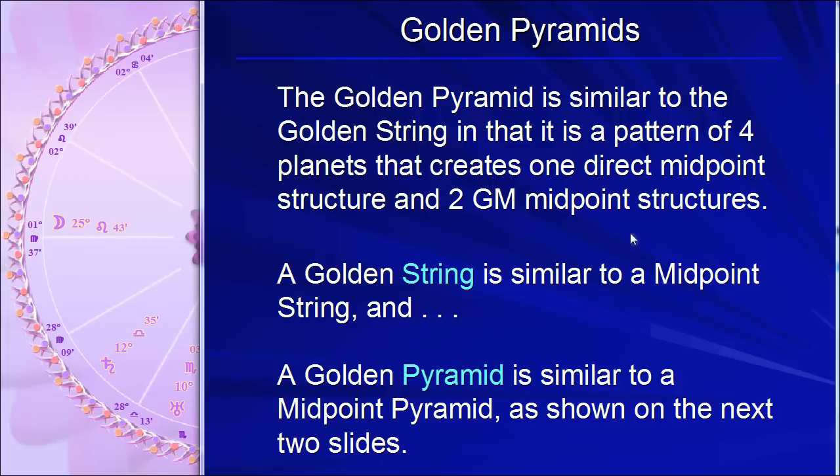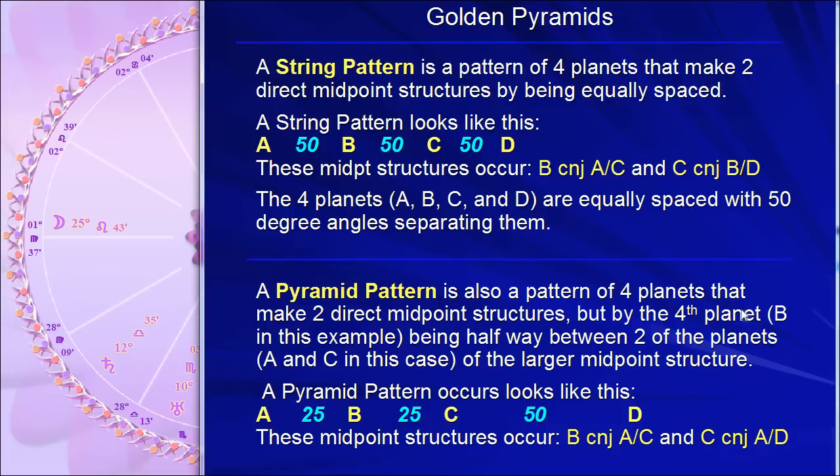Now, why do we use these terminologies, golden string and golden pyramid? The reason we use these terminologies is because a golden string is similar to a midpoint string. A midpoint string is a string of planets not involving golden means. So we have a thing called a string, and we have another pattern called golden string. We have a pattern called a pyramid, or midpoint pyramid, and then we have a golden pyramid. Let me show you on this next slide what I'm talking about.